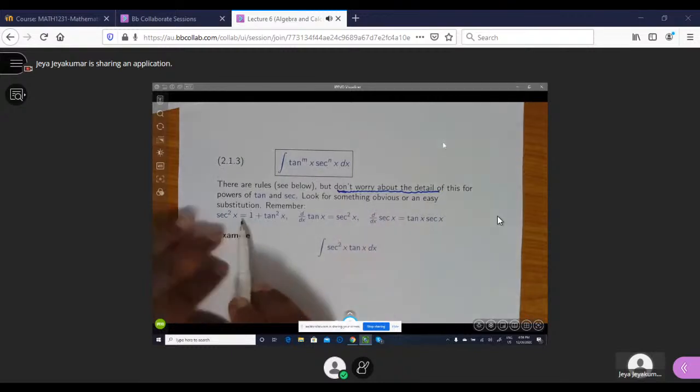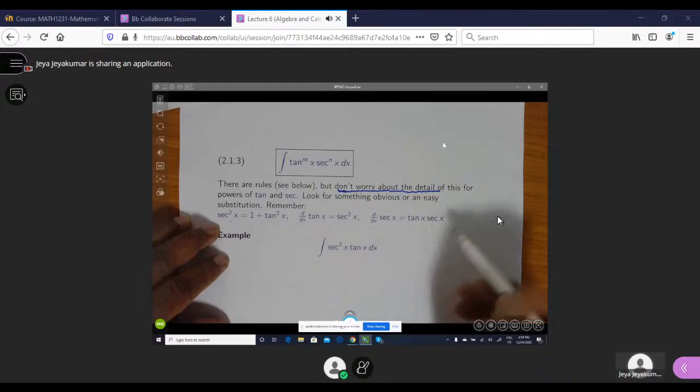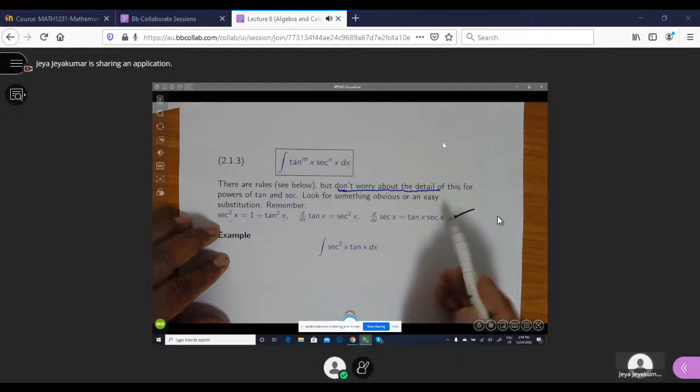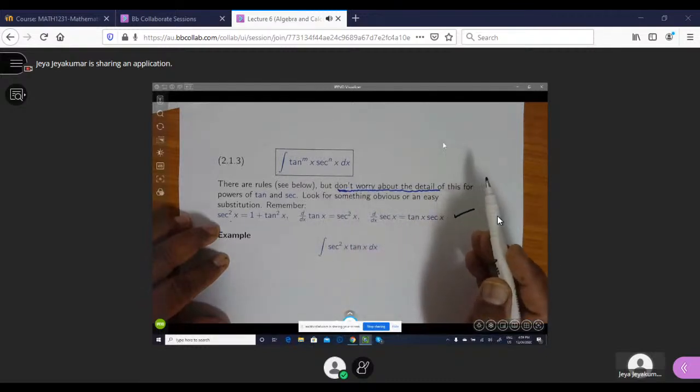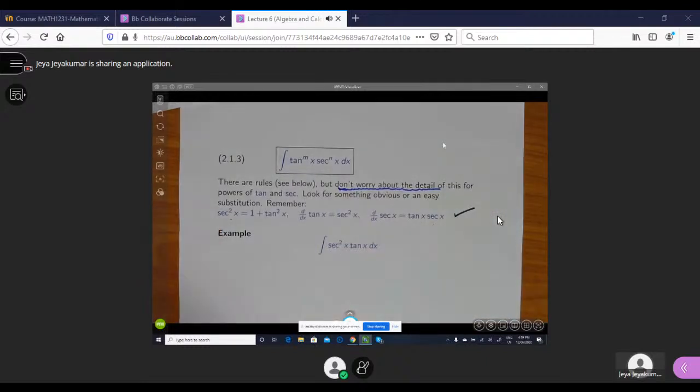For example, you can use sec squared x is 1 plus tan squared x, or d/dx of tan x is sec squared x, or d/dx of sec x is sec x tan x. Just use these ideas to simplify the integral. Don't worry about the rules given for general powers m and n, right? As we have done in this example. Okay, so that's how we deal with trigonometric integration.